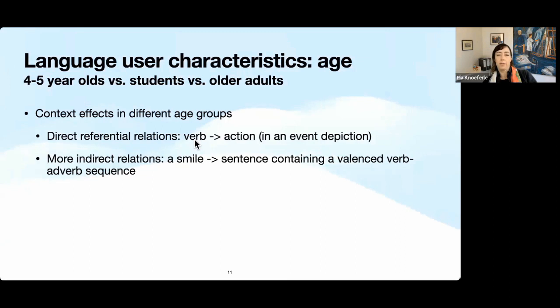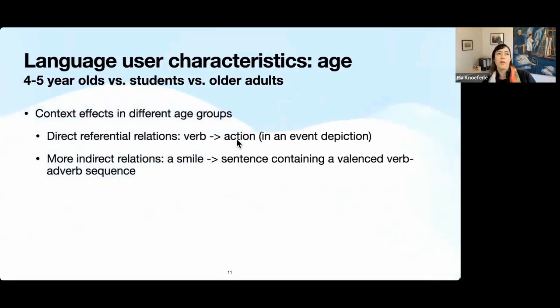So the comparison here is between a verb and an action that the verb refers to in an event depiction. How quickly does that influence language processing compared to what one might see as perhaps more indirect relations, and perhaps relations that are strained a bit more by working memory? When you see somebody smile, preceding a target sentence, a sentence that is then eye-tracked in its processing. So you see a smile and then have a sentence containing, say, a valenced verb adverb sequence, like, tickling happily, that might be characterized as a more indirect relation than a verb relating to an action.